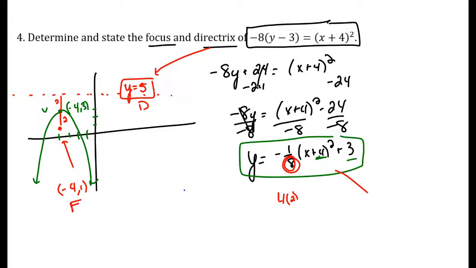Because we use the vertex, I went left 4, up 3. That's the vertex. I'm concave down because the leading coefficient's negative. And I use that 1/8. Well, how did I get 1/8? I flipped something and multiplied it by 4. That's 2 times 4 is 8. The reciprocal gives me 1/8. So the focal length there is 2.